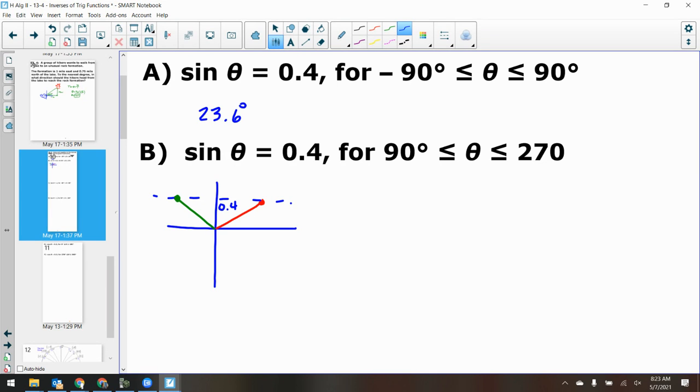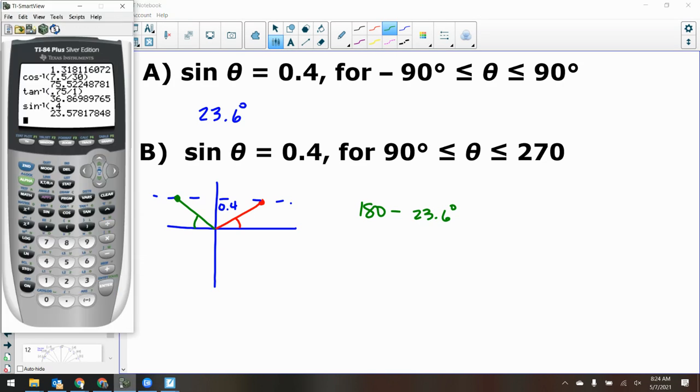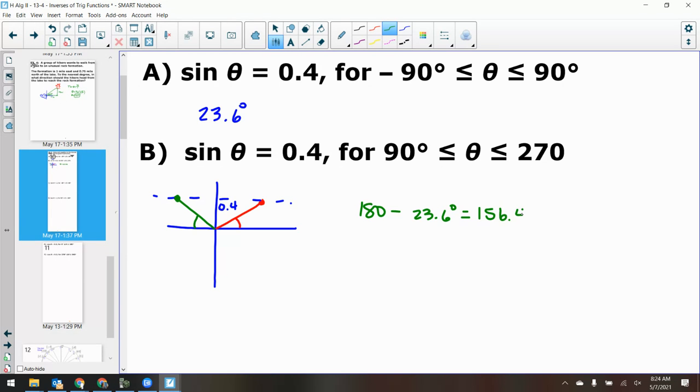What the calculator is actually doing is giving you the reference angle. And those two angles are congruent to one another. So the only other place that has that same sine value is 180 minus 23.6 degrees. You just have to reason through that, like finding the reference angle back in section 13. So 180 minus 23.6 degrees is going to be 156.4. Does 156.4 degrees fall within my domain? Yes. If it didn't fall within my domain, you would say undefined.